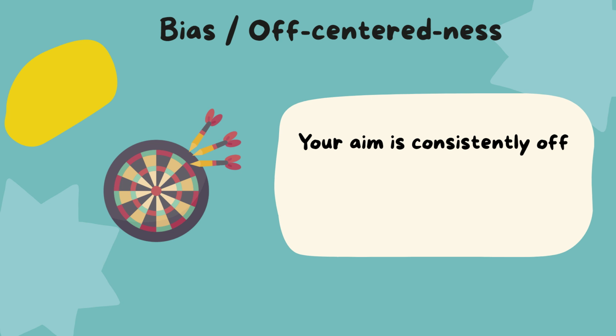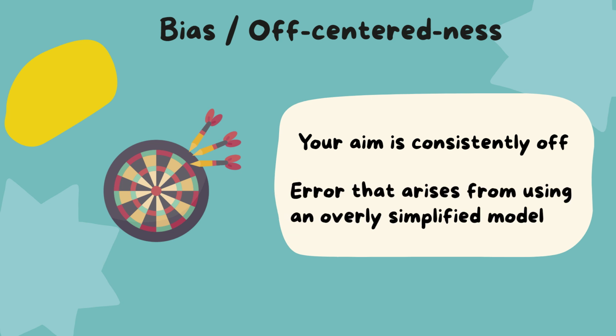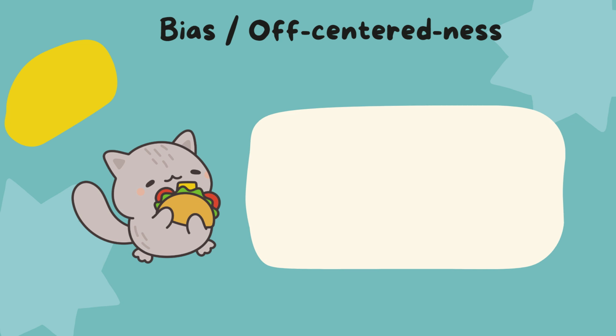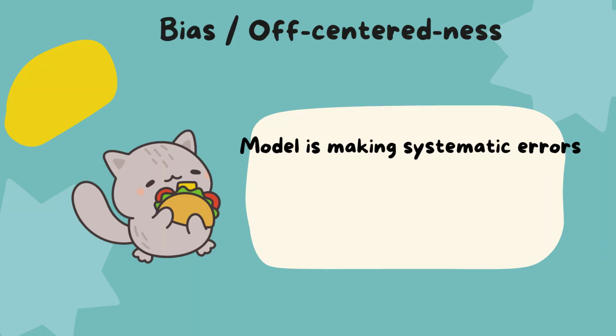In machine learning, bias refers to the error that arises from using an overly simplified model that cannot capture the underlying patterns in the data. It's like a model trained to recognize cats, but it only pays attention to the shape of the ears. It may be okay with some cats, but it will likely call a fox or a dog a cat as well. Your model is making systematic errors. It has learned a pattern, but just the wrong one.